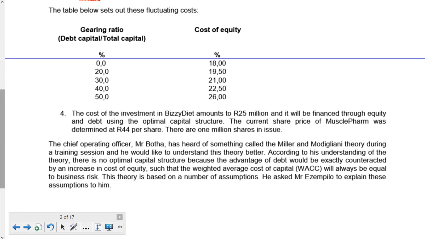The CEO has heard of something called Miller and Modigliani during a training session. He wants to understand it better. According to his understanding, there's no optimal capital structure, because the advantage of debt is counteracted by the increasing cost of equity. So WACC will always be the same. The theory is based on a number of assumptions. He's asked you to explain them to him. So that's the theory part.